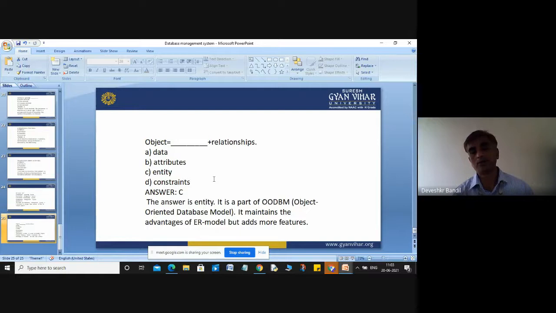And another question is that object equals plus relationship. Obviously, object equals entity plus relationship. That is your ER diagram, entity relationship. So you can say that object equals entity plus relationship. I have already told you many times about the entity. Entity is a person, or you can also say a place. And your entity has so many characteristics, so many features.